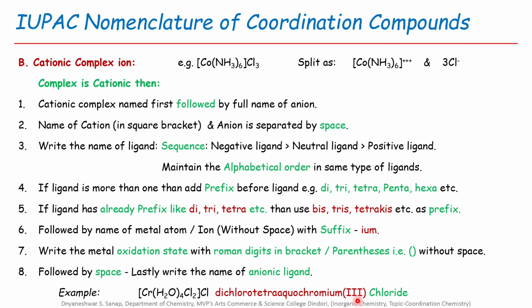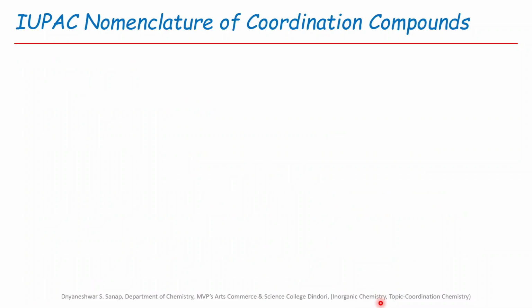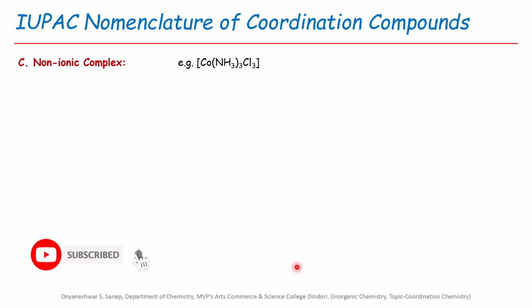For neutral coordination compounds, we have to write the name in only one word. Here we have to write this whole molecule name in the two words. The third important rule for the nomenclature is for non-ionic complexes, that is, the complex which is neutral in nature. The example of such kind of coordinate compound is Co(NH3)3Cl3. Let us see one by one.